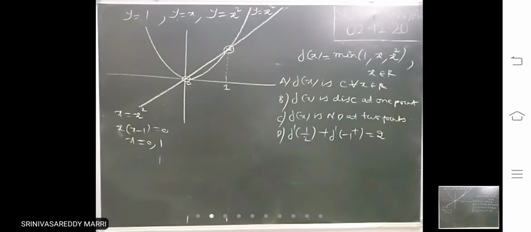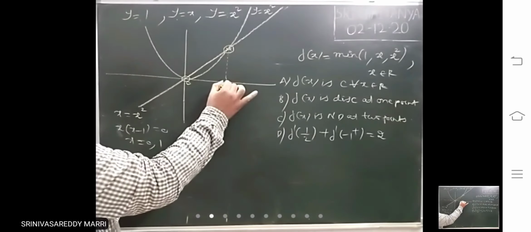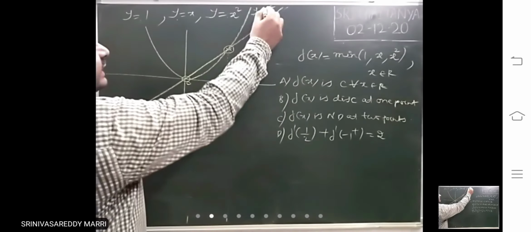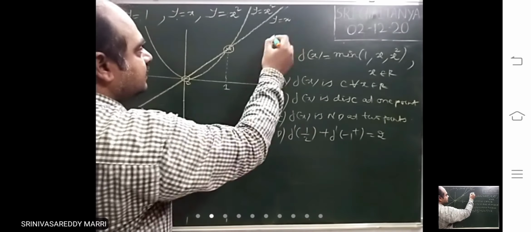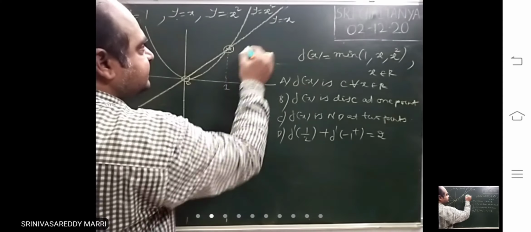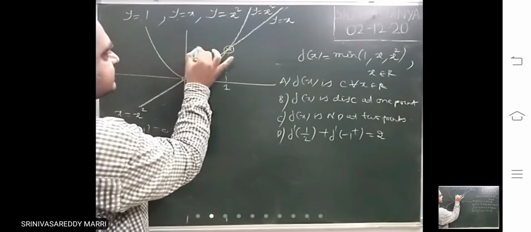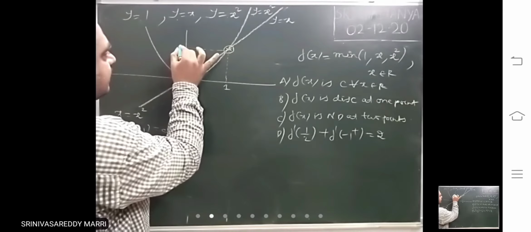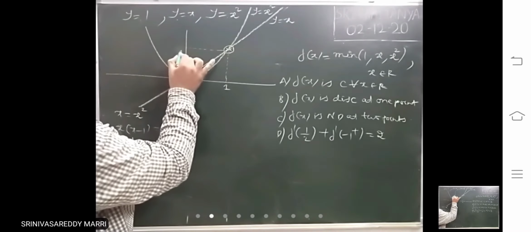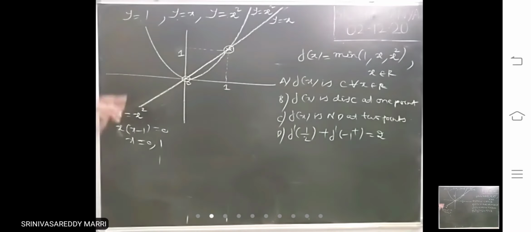This is 1. The graphs will intersect at 1. That means this point will be x equal to 1. Y equal to what? This is y equal to x. So if x equals 1, y is what? 1. That means this point is 1 comma 1. This graph I have drawn.